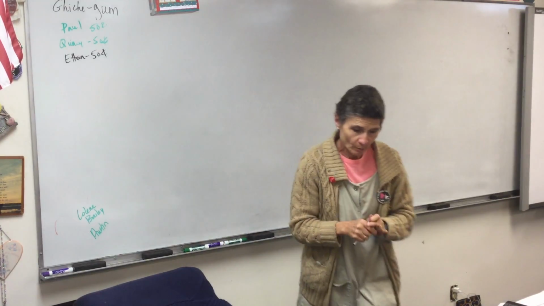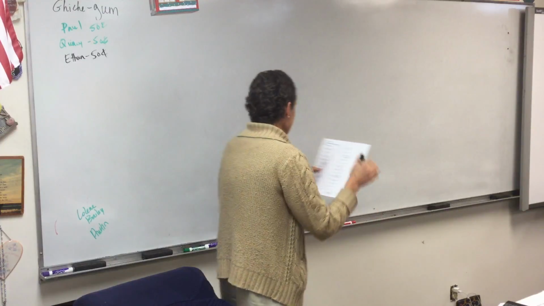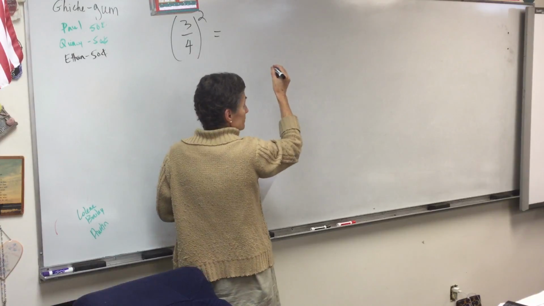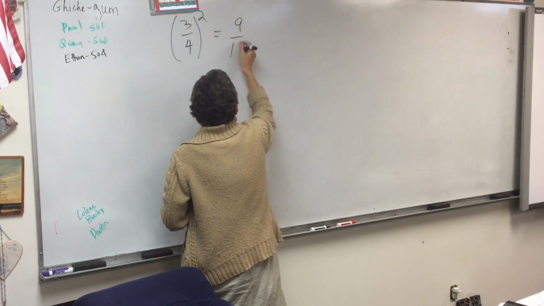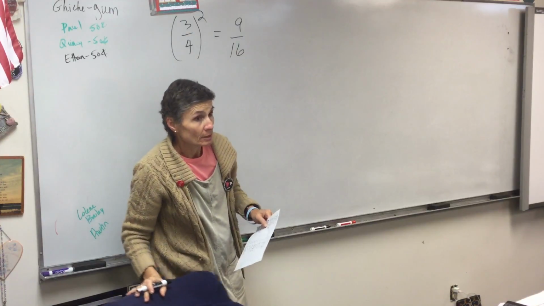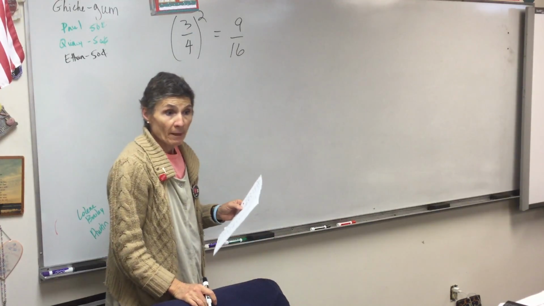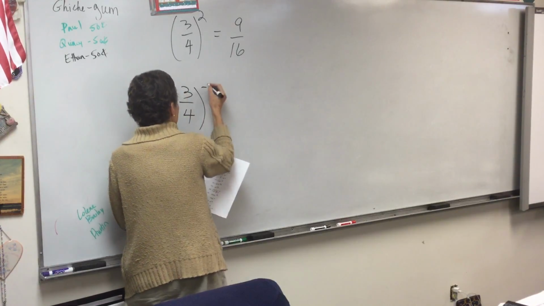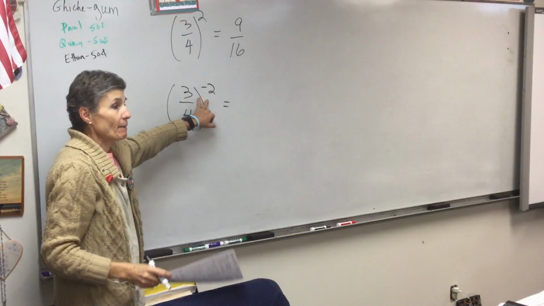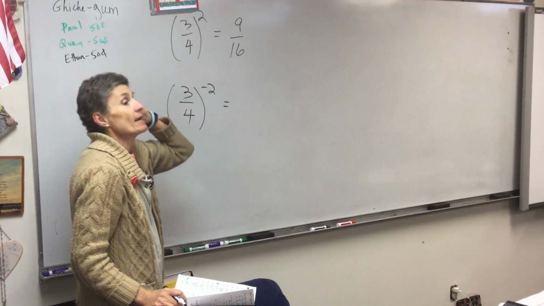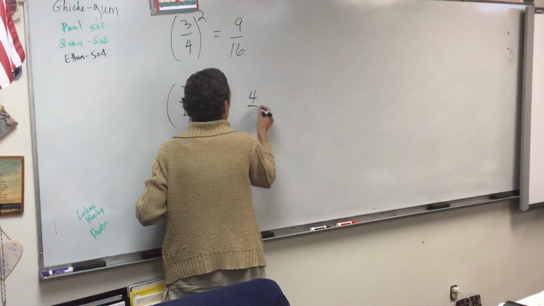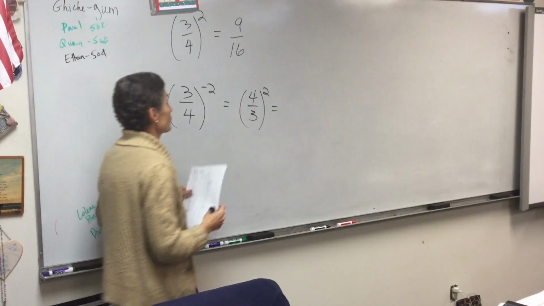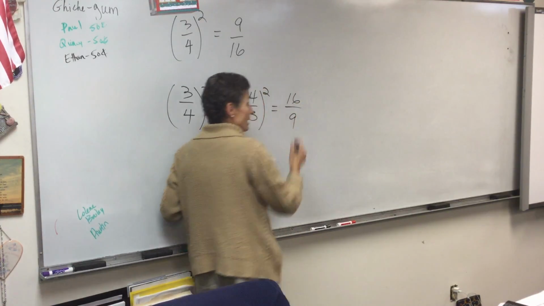All right, number 1, here we go. Oh, this is an easy one. 3/4 squared. Everybody knows what that is. 9/16. When you square a fraction, you square the top and you square the bottom. So that's easy. Now, this one's a little harder. You have to remember something. What do you remember about a negative exponent, Paul? It flips it. So this becomes 4/3 to the second. So now we're going to square 4/3 and we get 16/9.